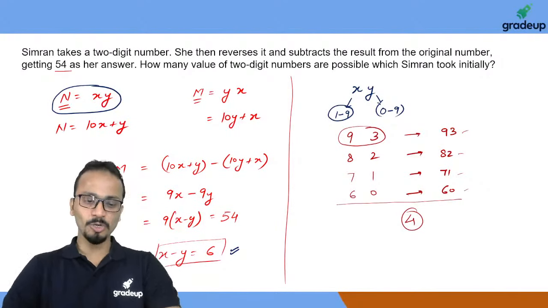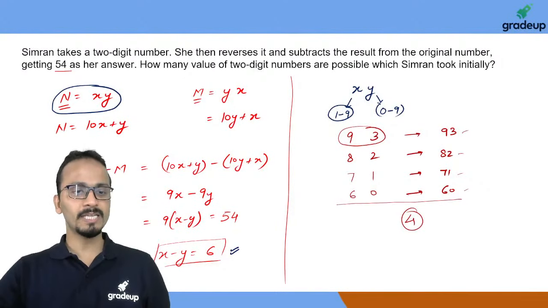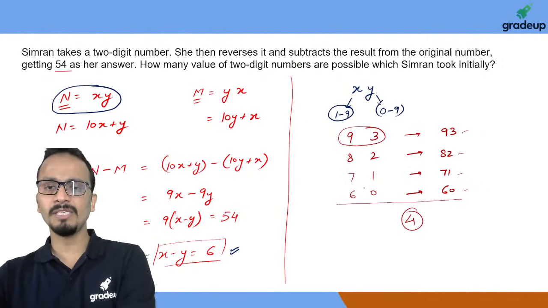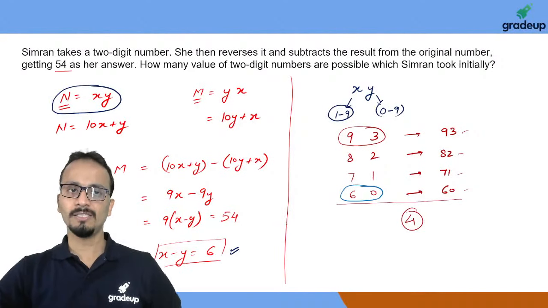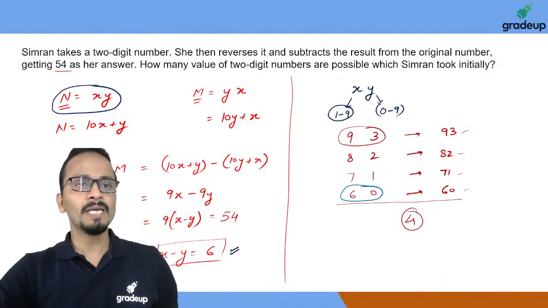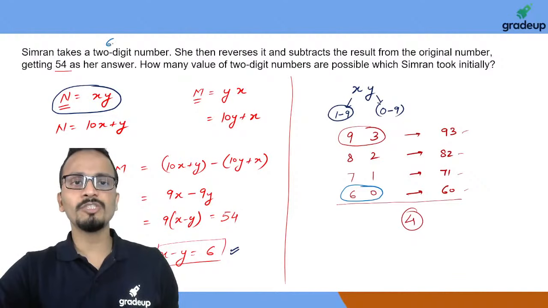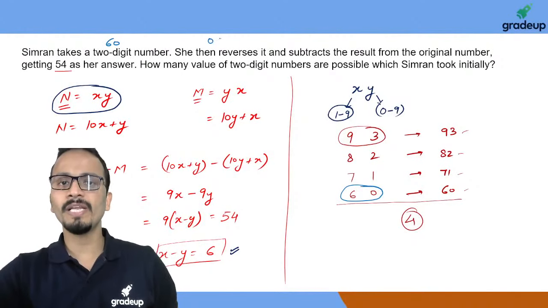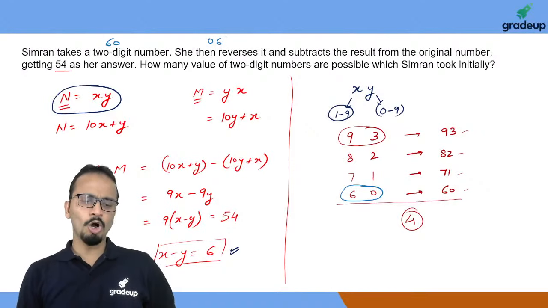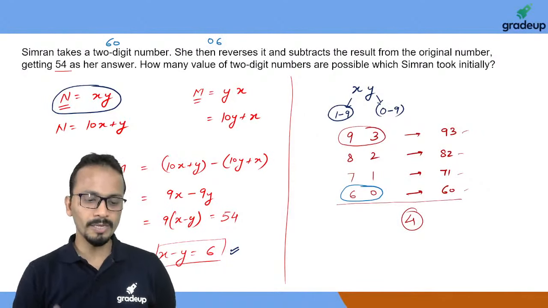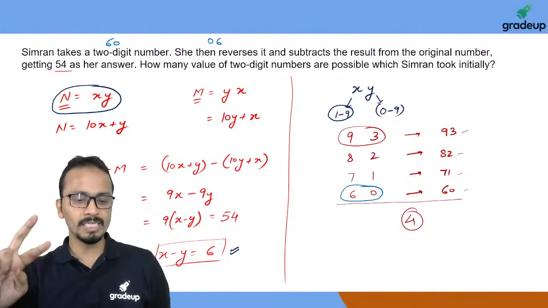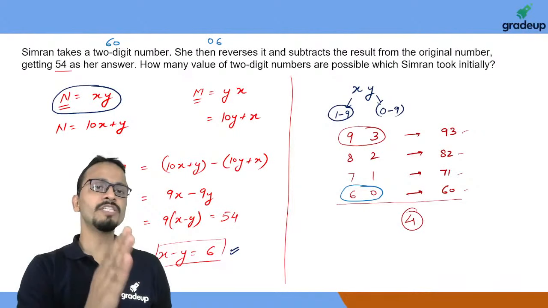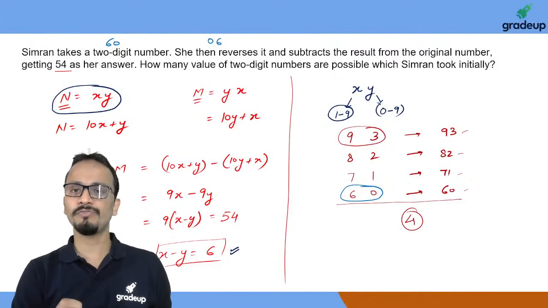Okay, so Nikita, good. I was expecting this question from your side. Nikita is asking me, should we consider 60 as one of the answers? Now, Nikita, Simran takes a two-digit number. If this two-digit number is 60, she then reverses it. After reversing, you will get 06, or 6. Now the difference between 60 and 6 is 54.